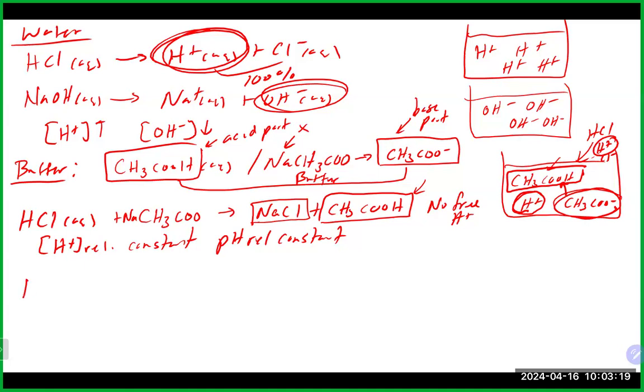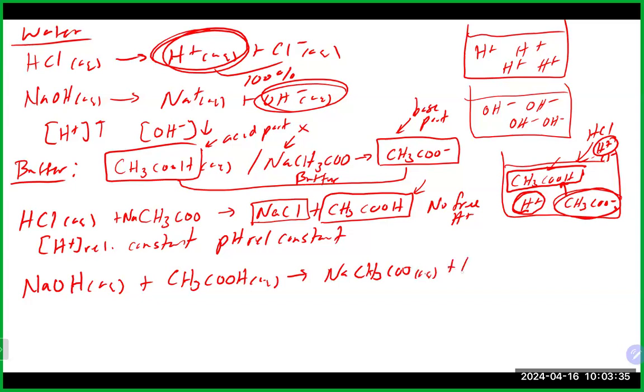And it's kind of the same idea when we would add our base to this buffer. The base would react with the acid part of the buffer, which is our acetic acid, and we would get a little sodium acetate and a little bit of H2O. And again, same idea. We have our acetic acid that's in there to start with. We got some H plus. We got a little bit of acetate.